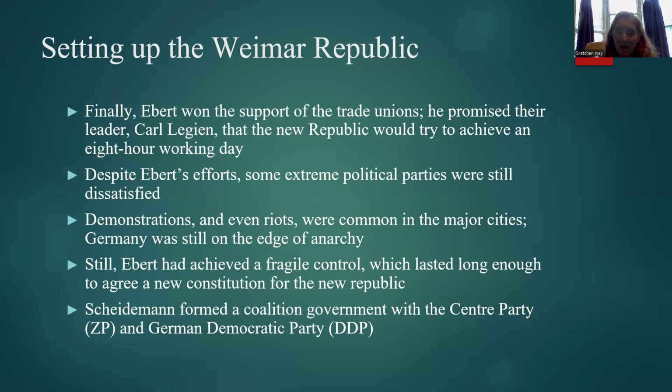But still, Ebert had achieved a fragile control, which lasted long enough to agree a new constitution for the new republic. So it kept things at bay long enough to get the constitution written down. Scheidemann formed a coalition government with the Center Party, the ZP, and the German Democratic Party, the DDP.